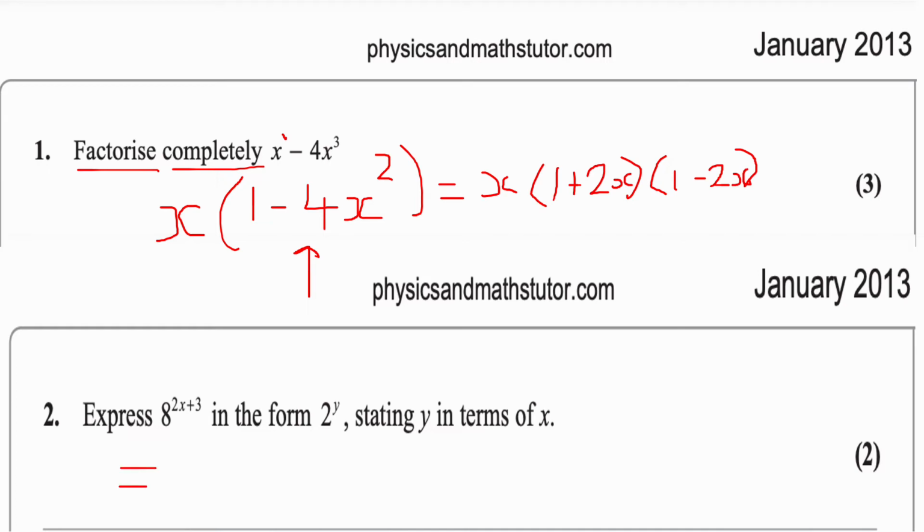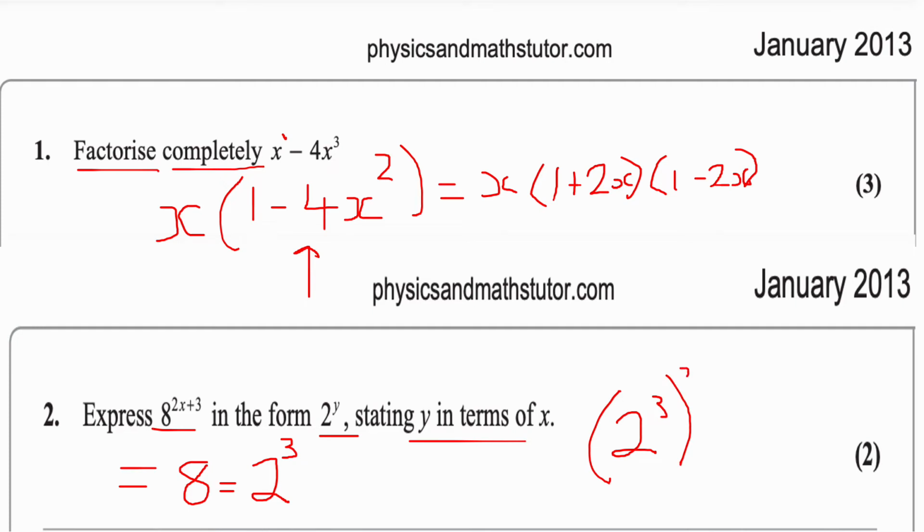Okay, question number 2, guys, on the January 2013 past paper. Express 8 to the 2x plus 3 in the form 2 to the y, stating y in terms of x. Well, this is recognizing that 8 is 2 times 2 times 2, so 8 can be written as 2 to the power of 3. So I'm going to have 2 to the power of 3, and then in brackets, I'm going to have 2x plus 3, because that doesn't actually change my answer. It's just writing it in the base component of 2.